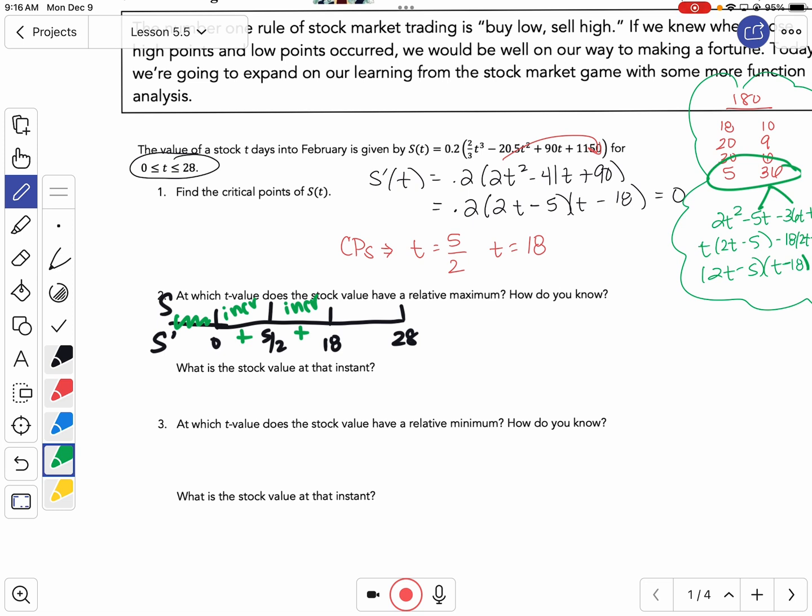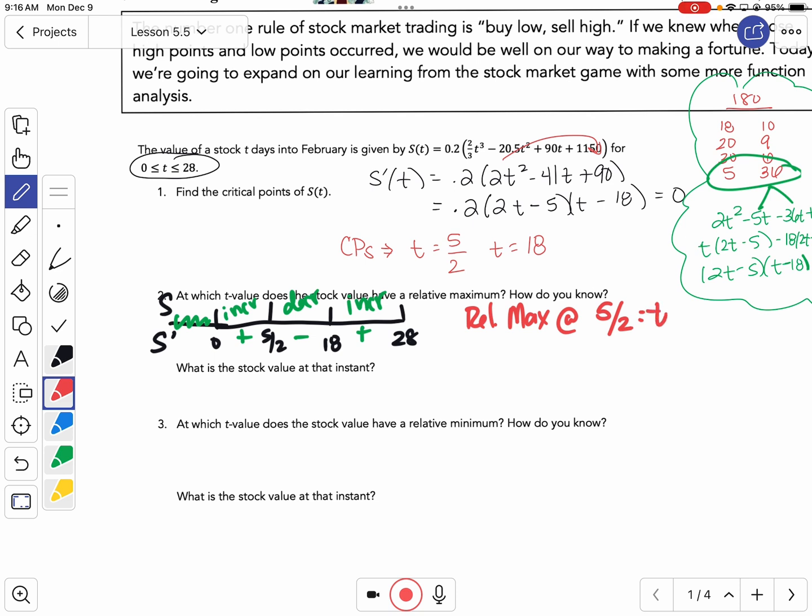And then 18 to 28, I might, oh wait, I did that wrong, didn't I? No, I picked 10. 20 to, oh sorry, that's a negative right there. Okay, yeah, that'd be a negative. Sorry, I was doing my math. Then we might pick 20 between 18 and 28. So 40 minus 5, 20 minus 18, positive and positive. So we increase, okay? So where's it going to have a relative maximum? Okay, relative max at 5/2.